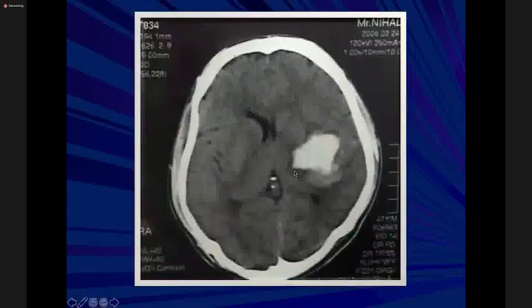This is how a hemorrhage looks. I told you that hemorrhage could easily be detected. This is not hemorrhage, it is calcification. This is calcification on the skull, right? That also appears thick black, but this is not calcification, it's hemorrhage. So you should be able to recognize a hemorrhage very easily.